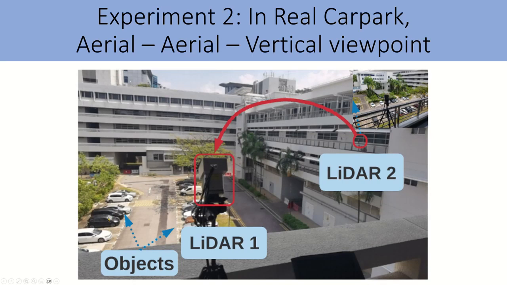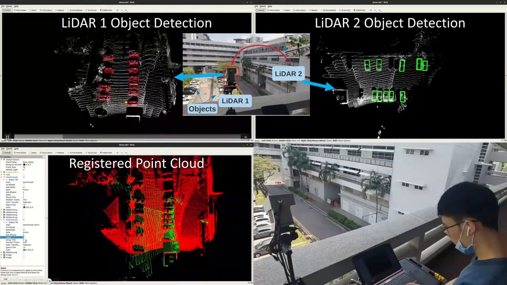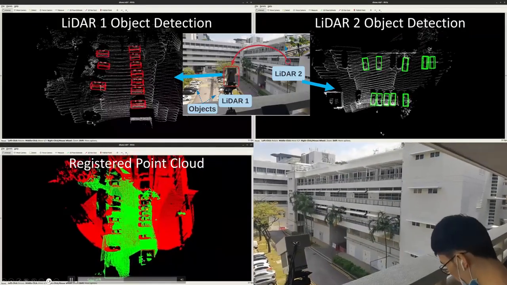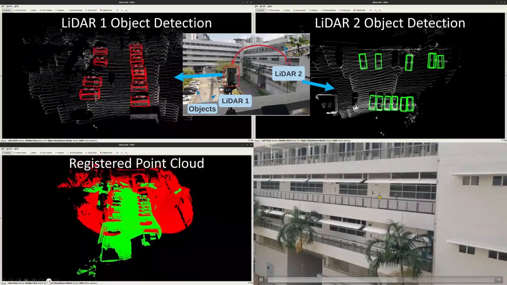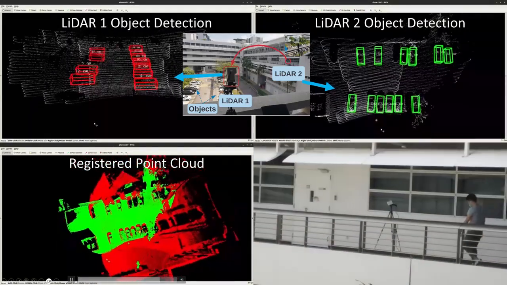The second experiment is performed in the real car park, as shown, LiDAR 1 and LiDAR 2, and the vehicles are used as features. And here shows the bounding boxes detected from LiDAR 1 and LiDAR 2. And here shows the registered point cloud. This is LiDAR 1, this is LiDAR 2. We can see it's quite accurate.